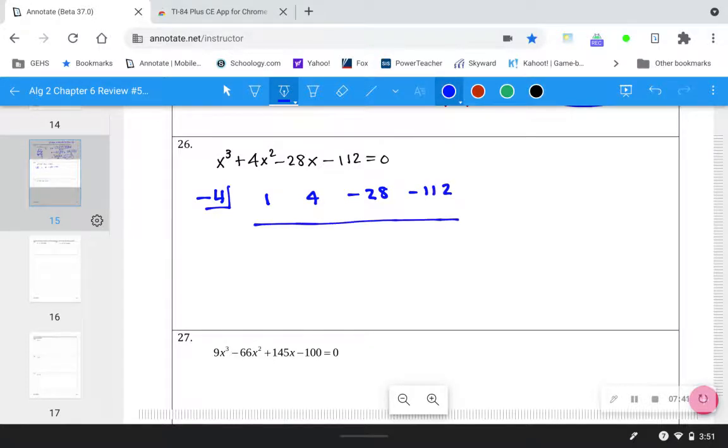And that means we should be getting 0 on the far right-hand side. Copy the 1, multiply by -4. Here you get 0, multiply by -4. Add those and you get -28. Multiply by -4 and you get 112. And that zeroes out like you expected.